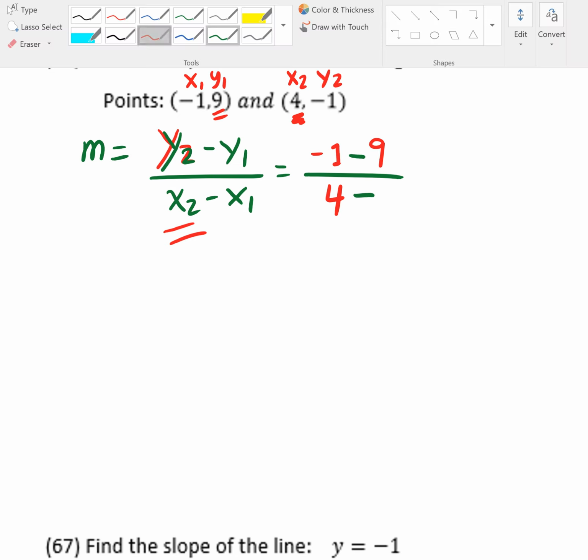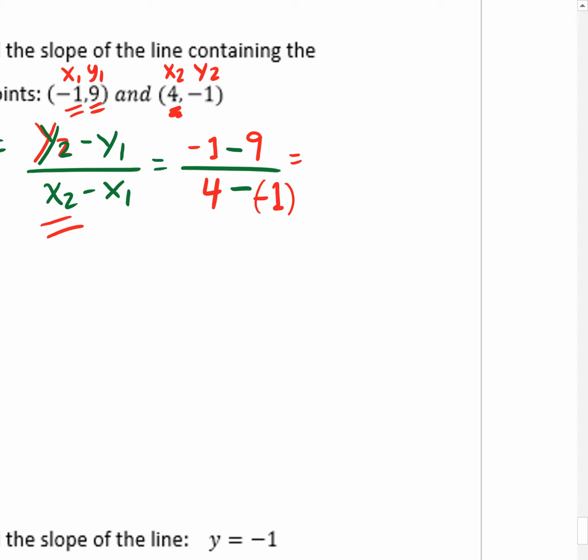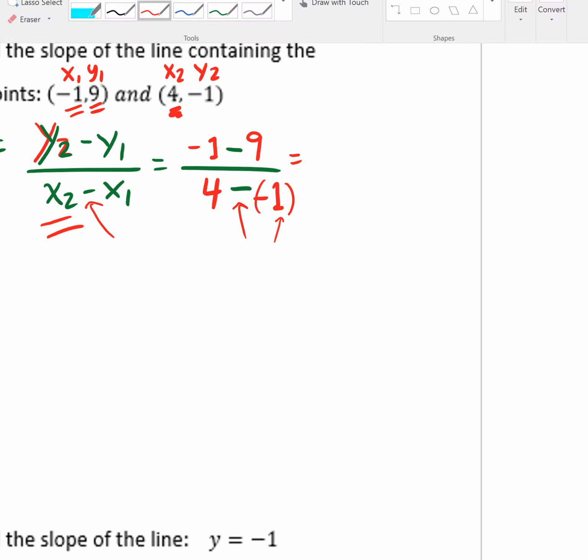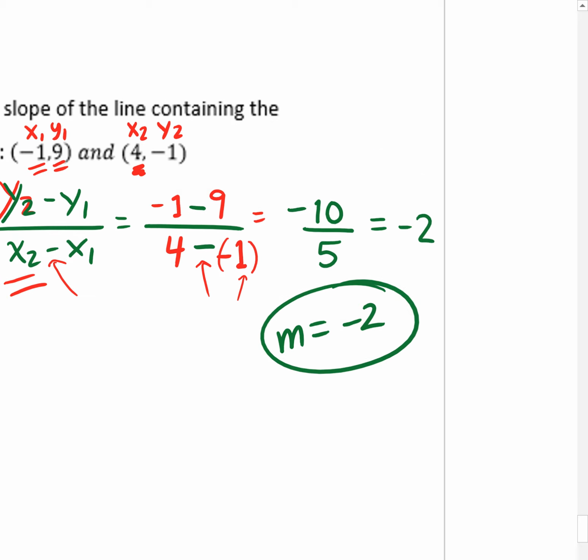Subtract x1, which is -1. So be a little careful because I have a negative there, and it's easy to miss one of those. The green one's from the formula itself, from the slope formula. The red one's from the fact that x1 was a negative number. Now all I have to do is simplify that. So I have -1 minus 9, that's -10, over 4 minus -1 is +5. And that happens to reduce to a nice whole number. Even though it's negative, it's nice. Slope is -2. Beautiful.